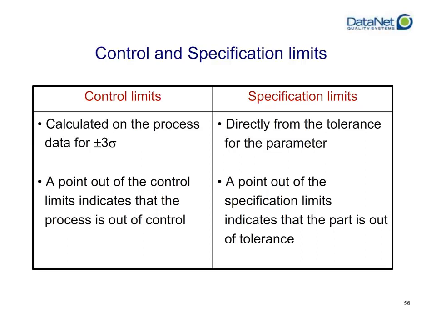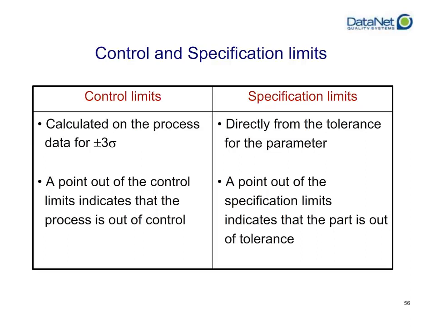When a point or a subgroup of data falls outside of these control limits, that indicates that the process itself is out of control. It's not a stable process. There's an assignable cause likely in play, and you need to go investigate. Now, specification limits are a completely different thing. Spec limits come directly from your customer.